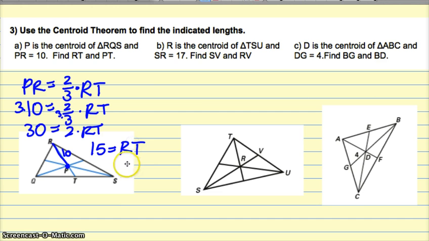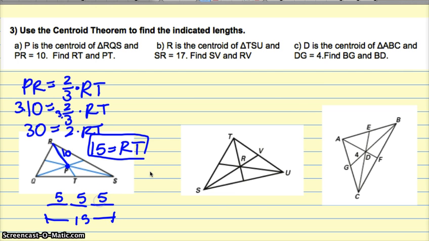And think about this for a second. If we were to split RT into 3 equal pieces, 1, 2, 3 equal pieces, and all of them added up to 15, this one would have to be 5, this one would have to be 5, and this one would have to be 5. The reason why I'm trying to get you to think about this is because PT is 1/3 the length. So it's one of those thirds.